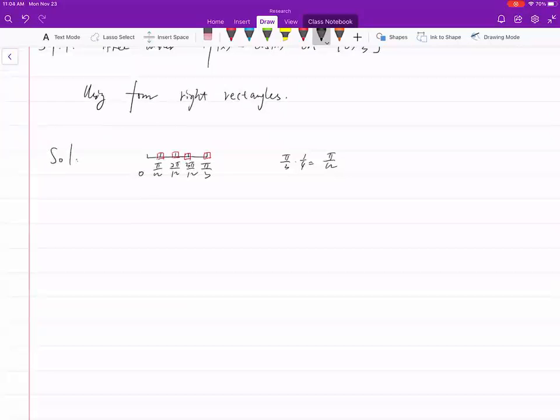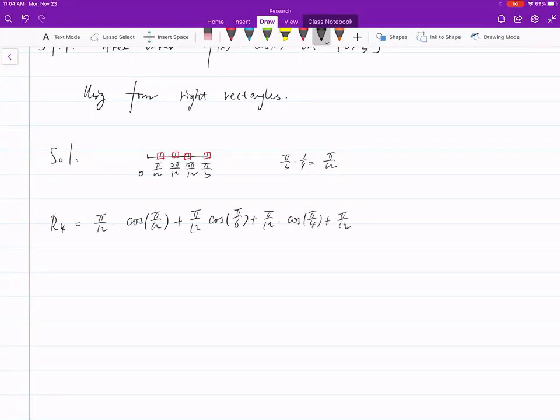So R4 equals pi over 12 times cosine pi over 12, plus pi over 12 times cosine 2 pi over 12, which is pi over 6, plus pi over 12 times cosine pi over 4, plus pi over 12 times cosine pi over 3. Is everything good so far? Okay, that will be the setup.